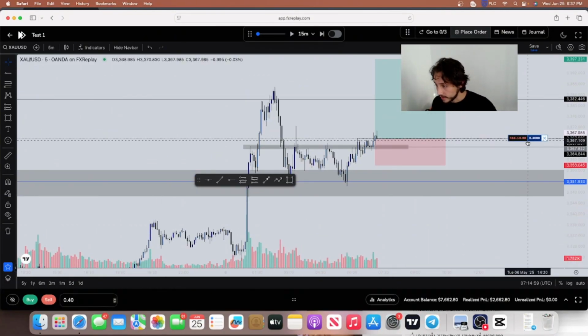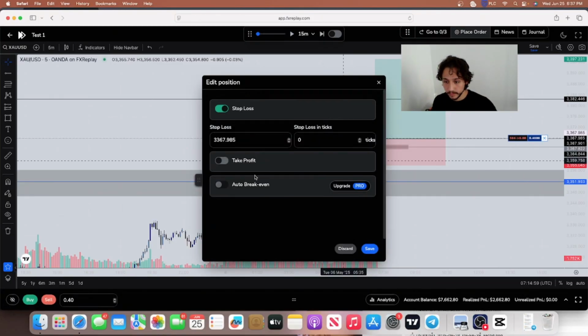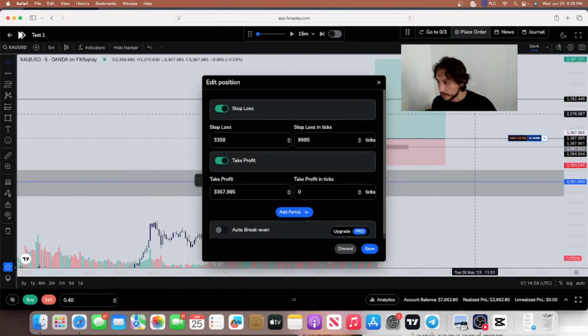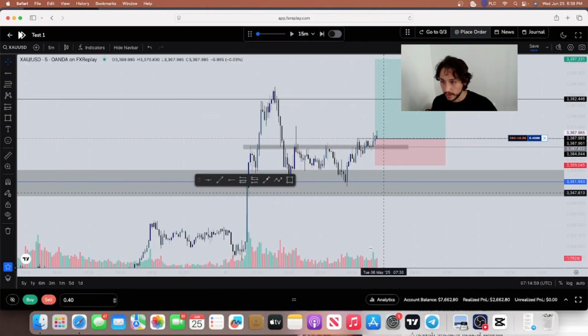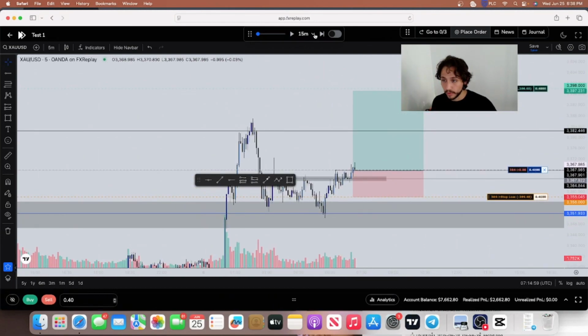Our stop loss is at 33.58. And then take profit is going to be at 33.98. Let's see. So save. We're gonna put this on 1 hour so that we can just skip the whole process. Let's see what happens.